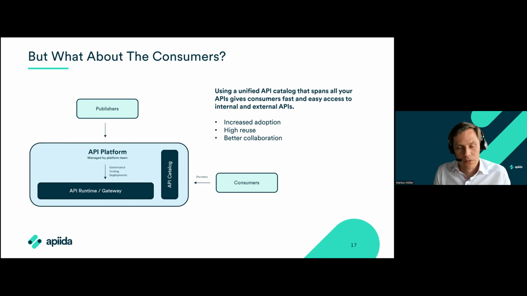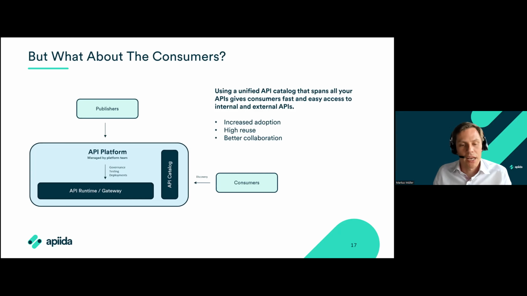And if you can do that, what you get is increased adoption because you make it easy for consumers to work with your APIs. And you get a higher reuse because now people, if they know what other people did in the company, if they know what other units did, they get ideas on how to reuse that and how to build combined applications out of multiple services and so on. And you get better collaboration because you're not constantly looking for information and so on and so on.